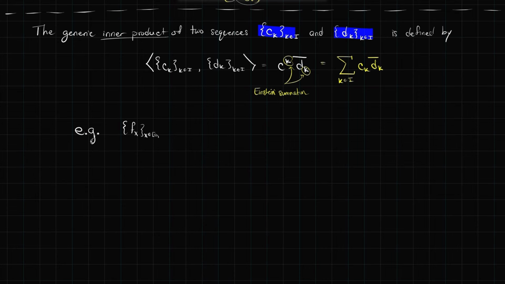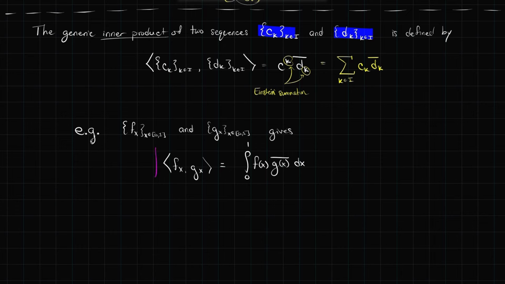Maybe f of x, where x is in the index set 0, 1, and g of x, where x is in the index set 0, 1. We should keep in mind I talked about how to perform the Einstein summation over continuous index sets. We no longer really have a sum when we perform Einstein summation. When we perform Einstein summation, we now have an integral over the index set. So really think about these as functions, and we take the complex conjugate of the second function.